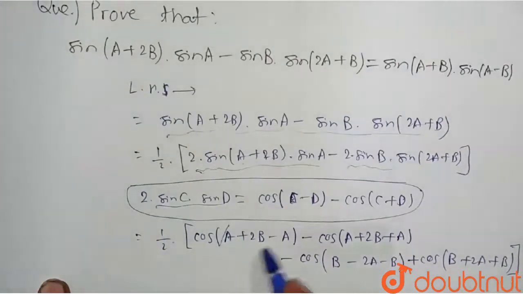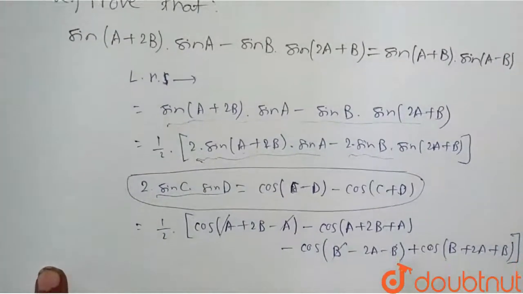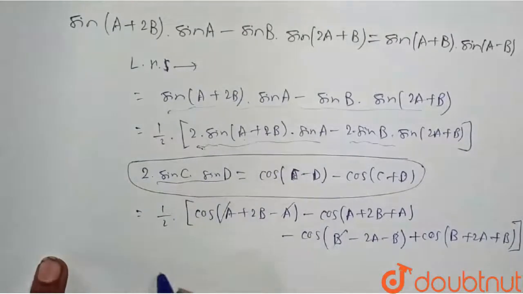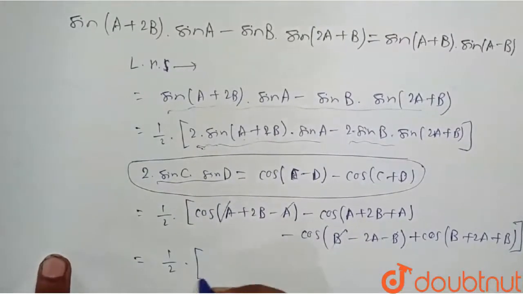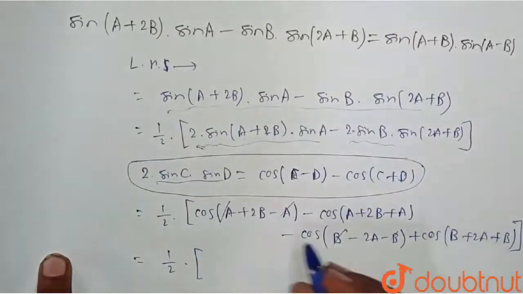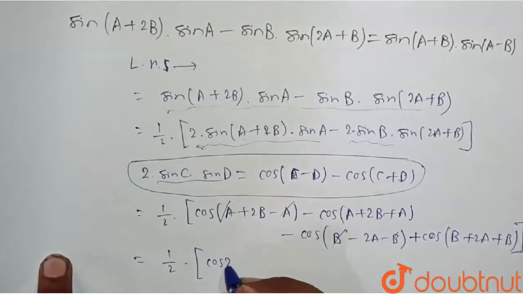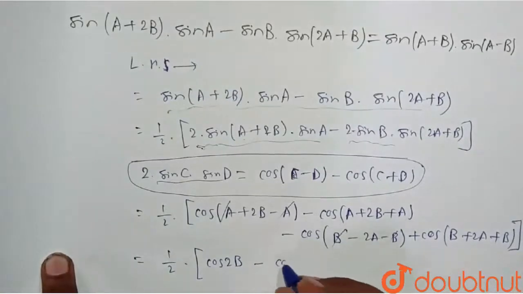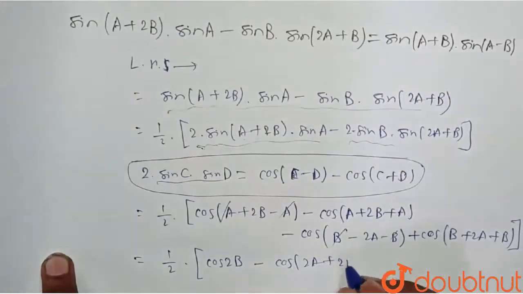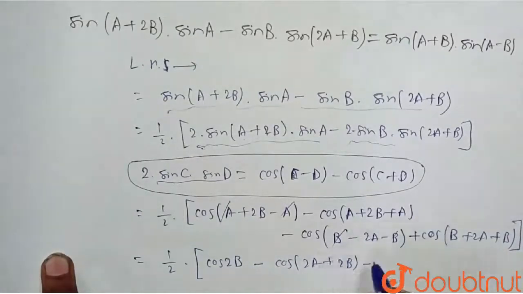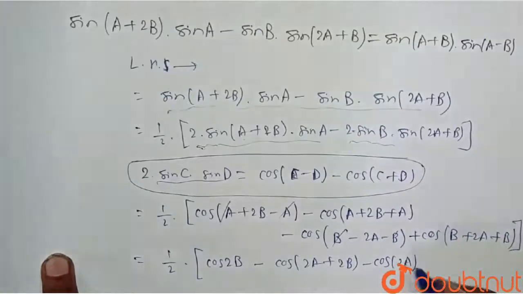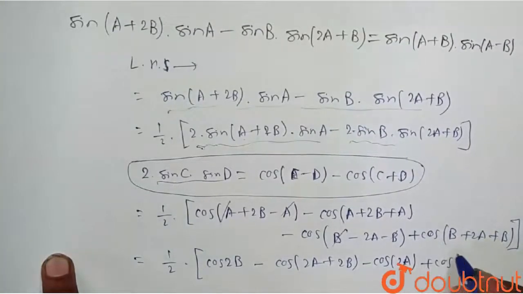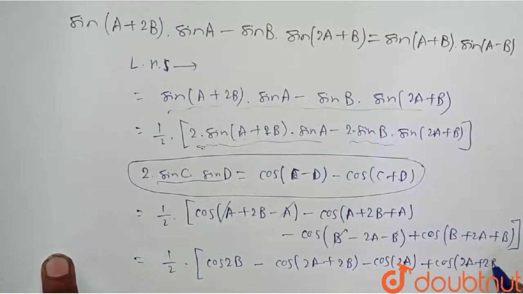So if we simplify this, this a cancels out and this b also cancels out. We can write it as 1/2 into cos 2b - cos(2a + 2b) - cos(-2a) + cos(2a + 2b). And we know cos(-theta) becomes cos theta, so we can write cos 2a, and this is cos(2a + 2b).